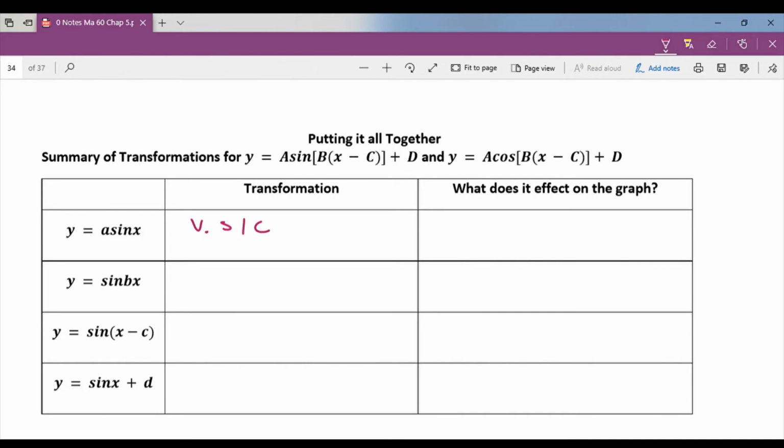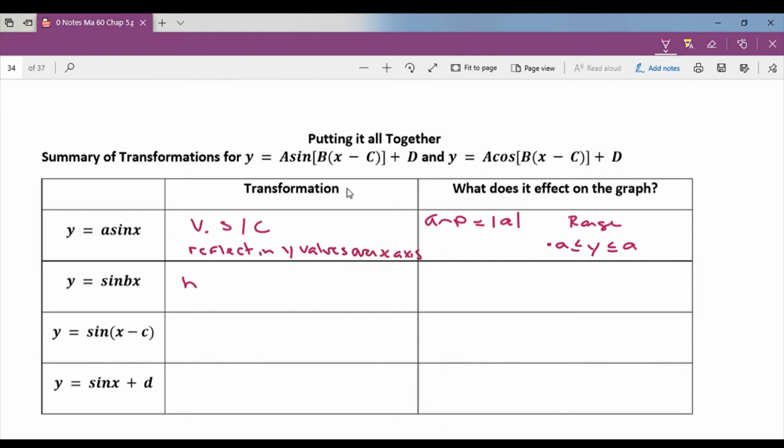What does it affect on your graph? Well, it affects the amplitude. In fact, the amplitude is the absolute value of A. It'll also affect your range. Your y values are going to go down to -A and up to +A. If we look at B, sorry. Oh, and sorry, I didn't put that in there, but you can also have a reflection. It's not in my key, in y values over the x-axis.